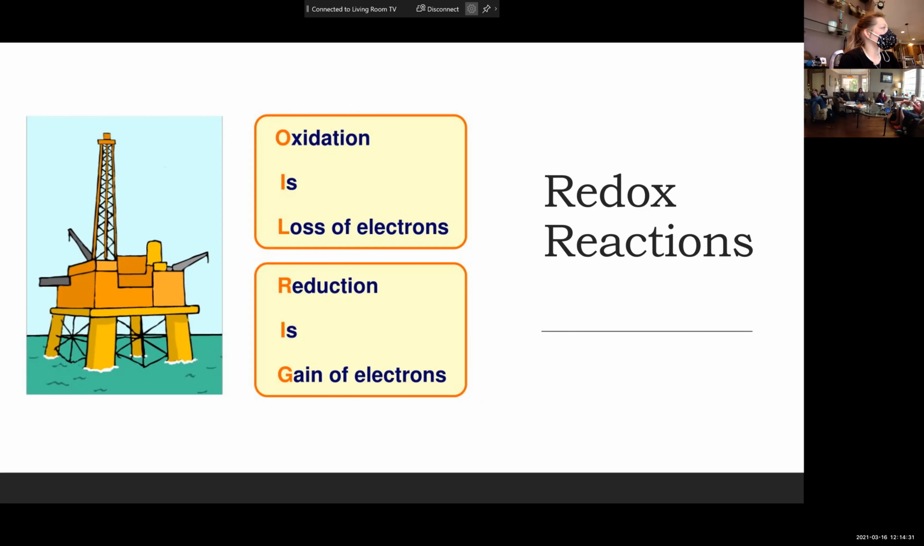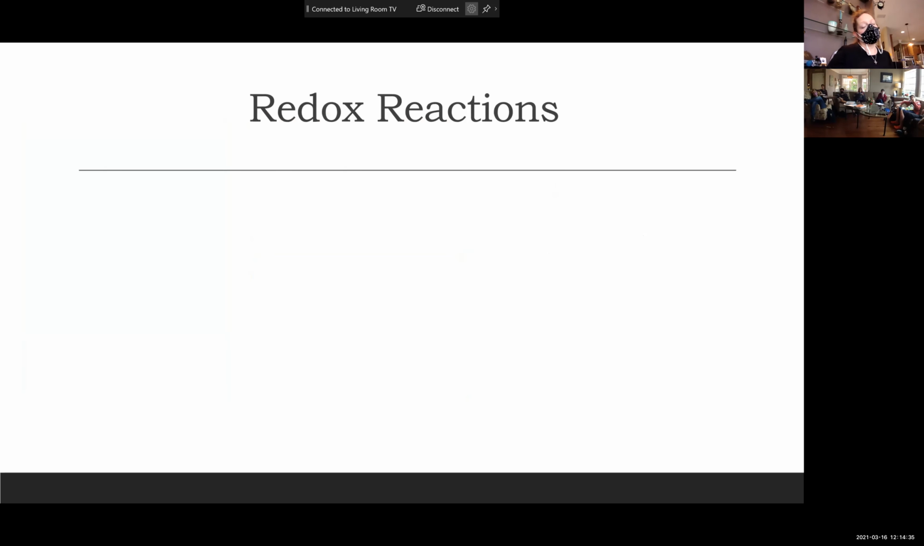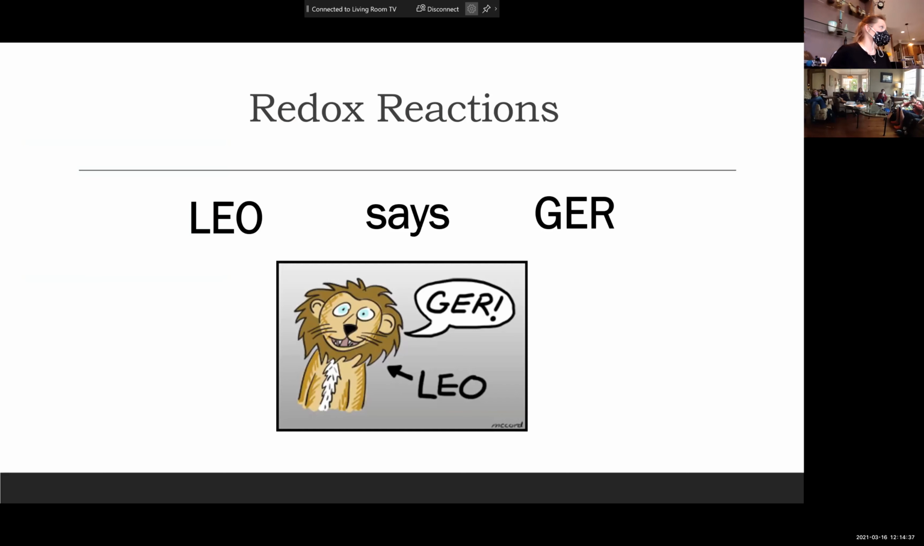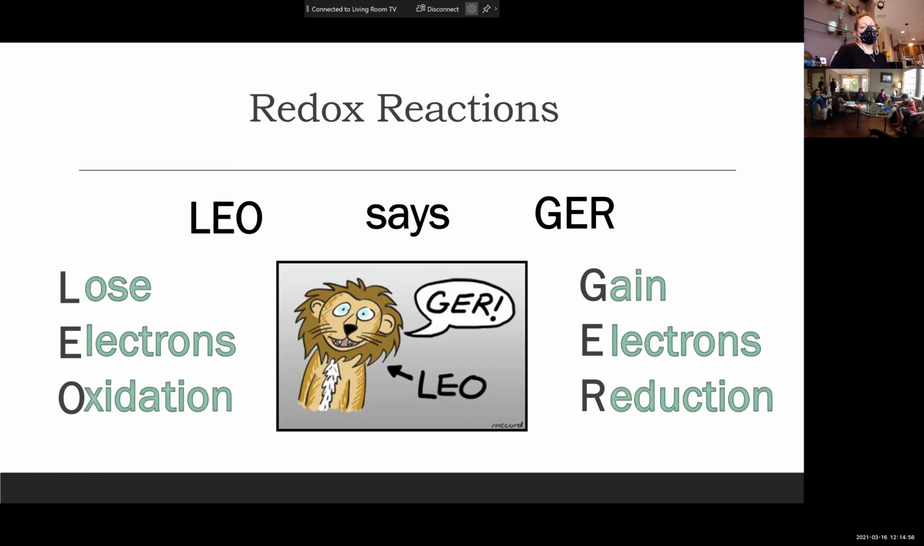OIL RIG is the one they had when I was in school. I always heard OIL RIG, but I also heard this other one, and I like this one too, because it includes the word electrons. Does anybody want to guess what LEO says GER is? Loss of electrons is oxidation. Yes, you got it. Gain of electrons is reduction. So LEO says GER, and sometimes they just say Leo the lion GER.